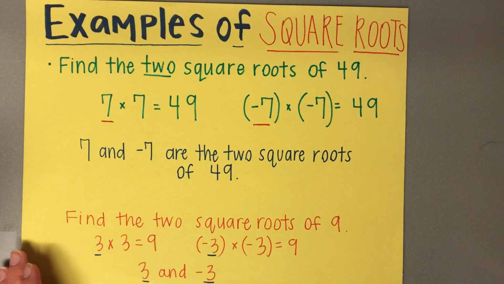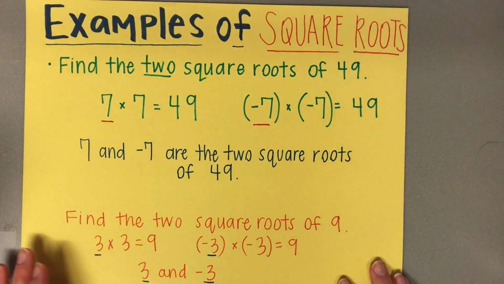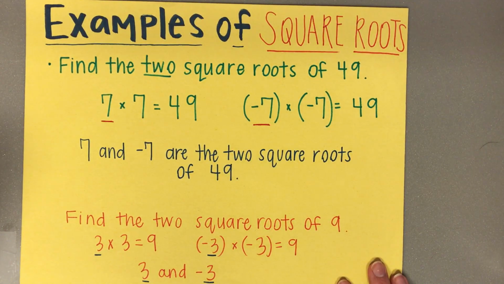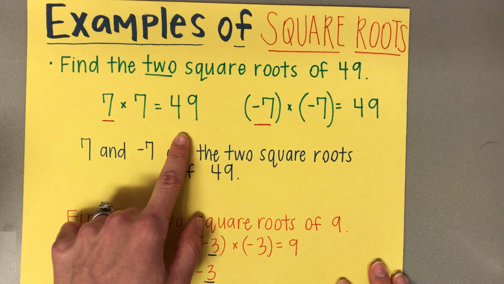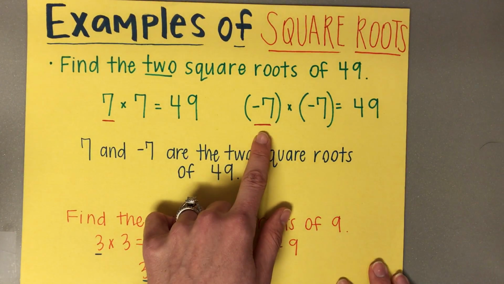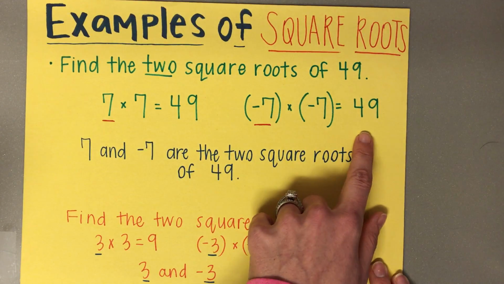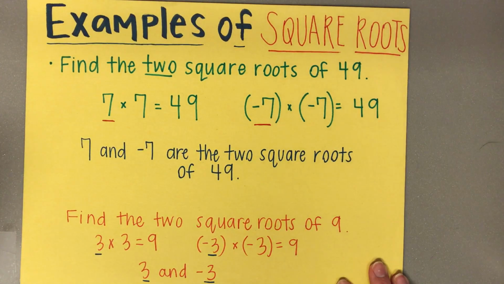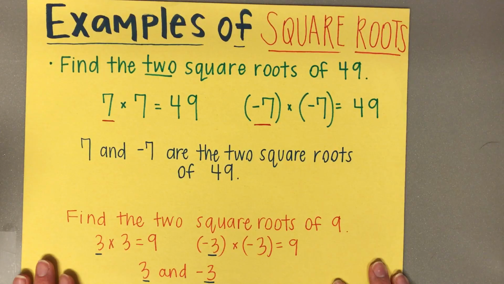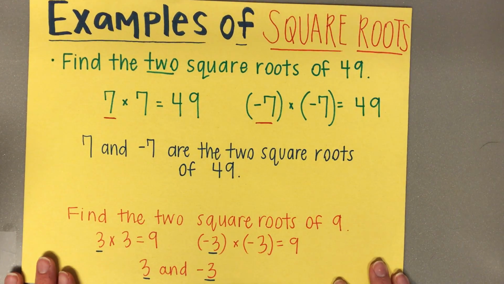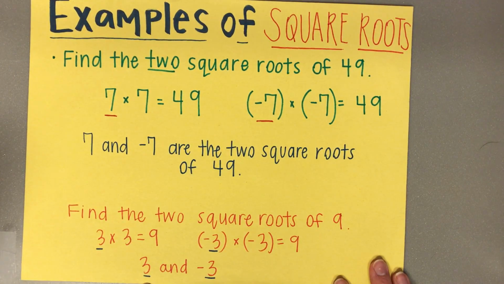Some examples may ask you to find the 2 square roots of a number. We will use this question as an example. Find the 2 square roots of 49. We know that 7 times 7 equals 49. We also know that -7 times -7 equals positive 49. This means that the 2 square roots of 49 are 7 and -7. Whenever you're asked to find the 2 square roots of a number, you will use the positive and the negative square root.